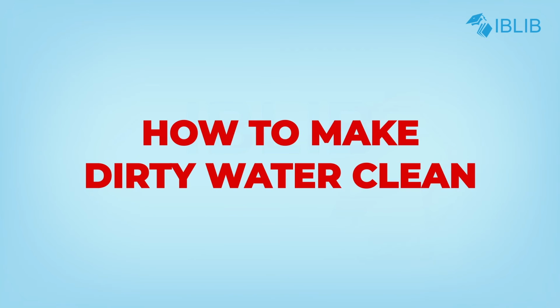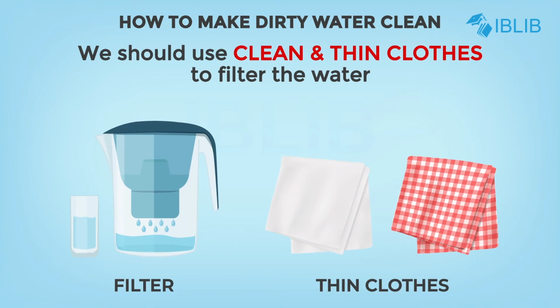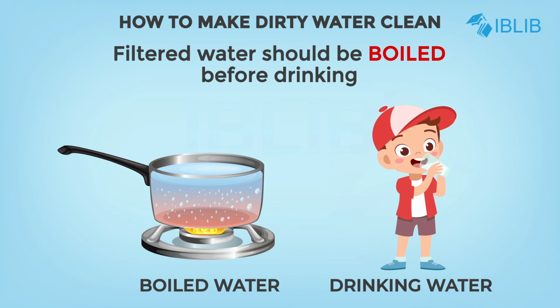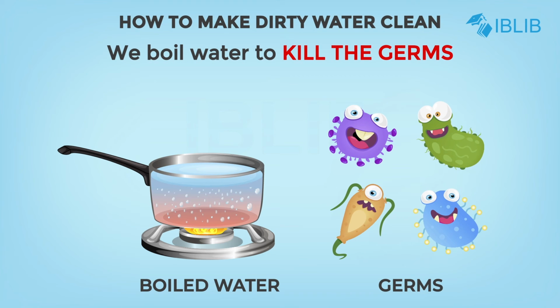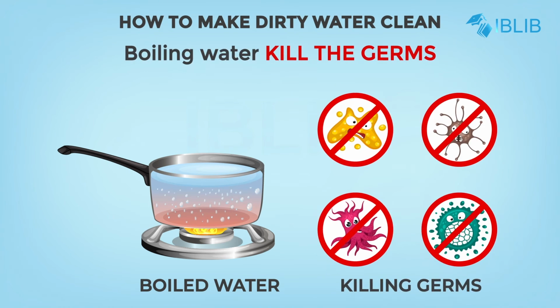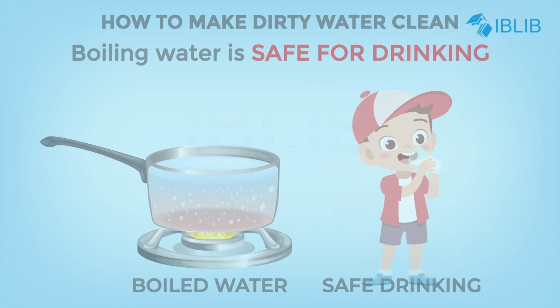How to make dirty water clean? We should filter the water. We should use clean and thin cloth to filter water. The filtered water should be boiled before drinking. We boil water to kill the germs. Boiling water kills the germs. Boiled water is safe for drinking.